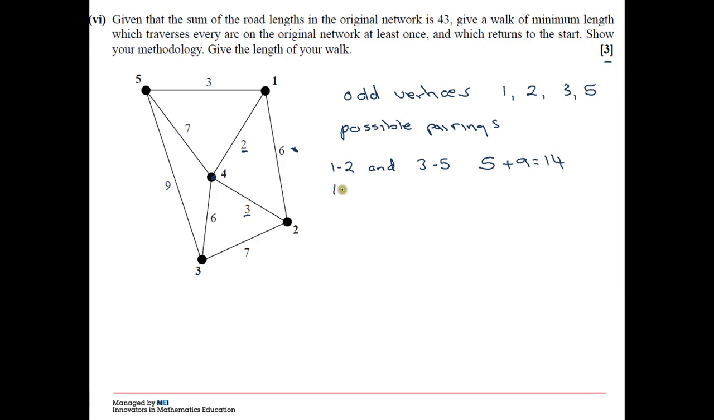Or we could repeat 1 and 3 and 2 and 5. If we repeated 1 to 3, then that is 8, and 2 to 5, the shortest distance, is also going to be 8, and that's not at all obvious, is it? 2 to 4, 4 to 1 and 1 to 5.